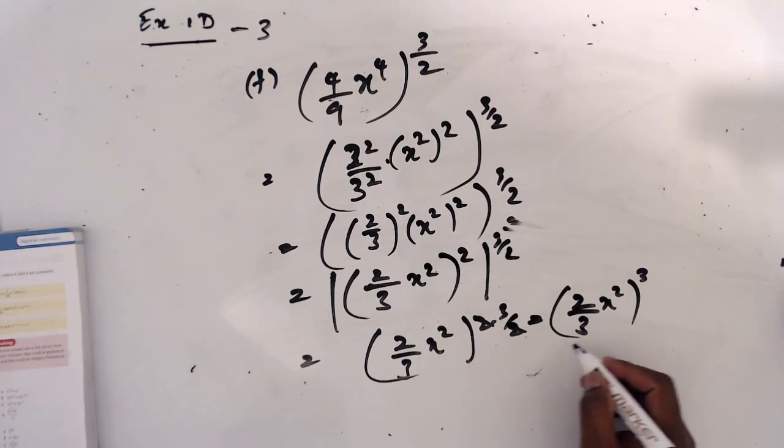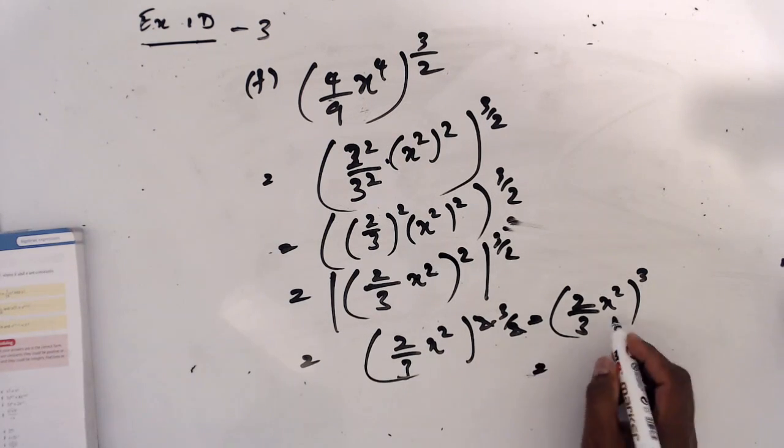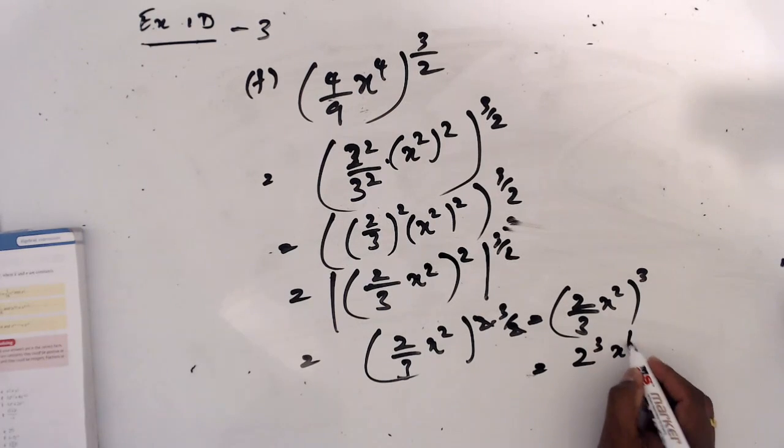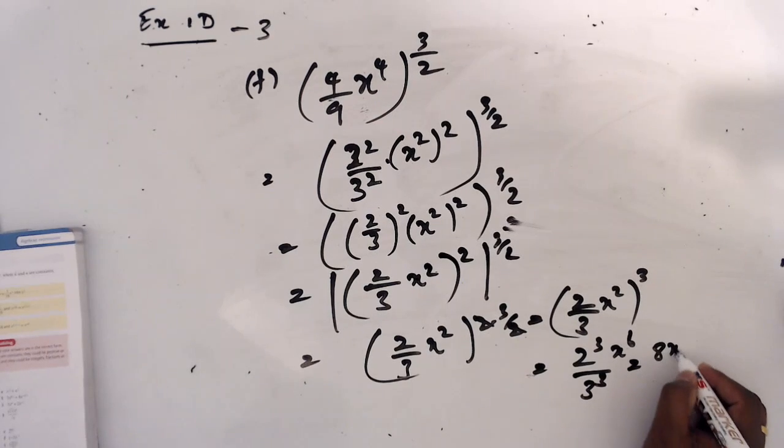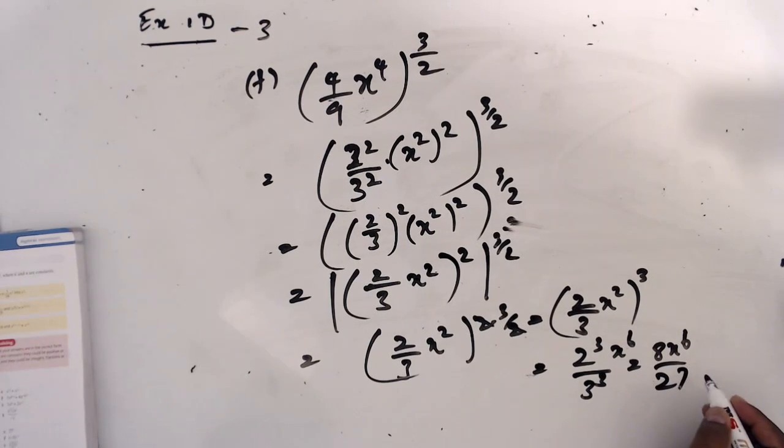Then this has become 2 cube x6 and 3 cube, which is 8x6 over 27.